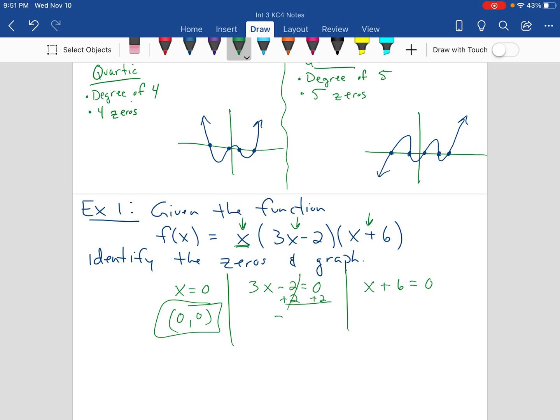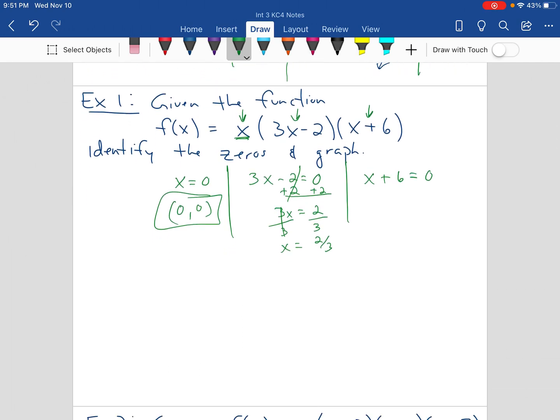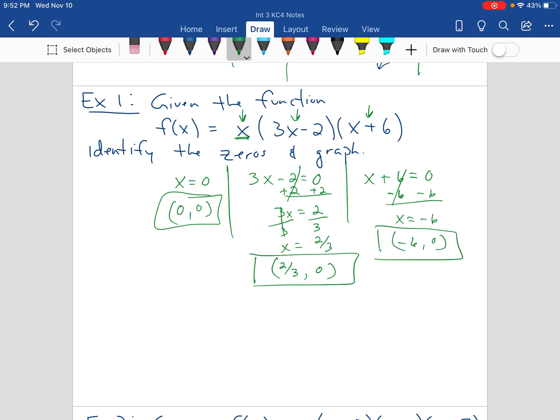Second one, I add 2 to both sides. I get 3x is equal to 2. Divide both sides by 3. X is equal to 2 over 3. Okay, if you like, you are more than welcome to change that to a decimal. You do not have to. Okay, so my coordinate would be (2/3, 0). That is my other zero. And then finally, subtract 6 from both sides. X is equal to -6, so I have (-6, 0) as my other zero.